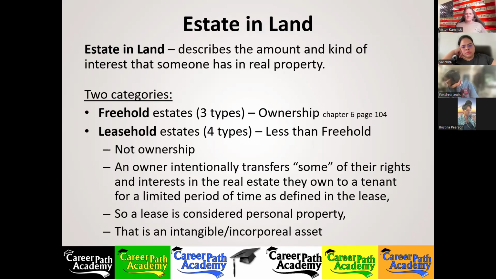An owner intentionally transfers some of their rights to the tenant for a period of time, as defined in the lease. So the lease is considered to be personal property because it symbolizes your rights to occupy someone else's property, and you can't touch a right, so therefore it's an intangible or incorporeal asset.